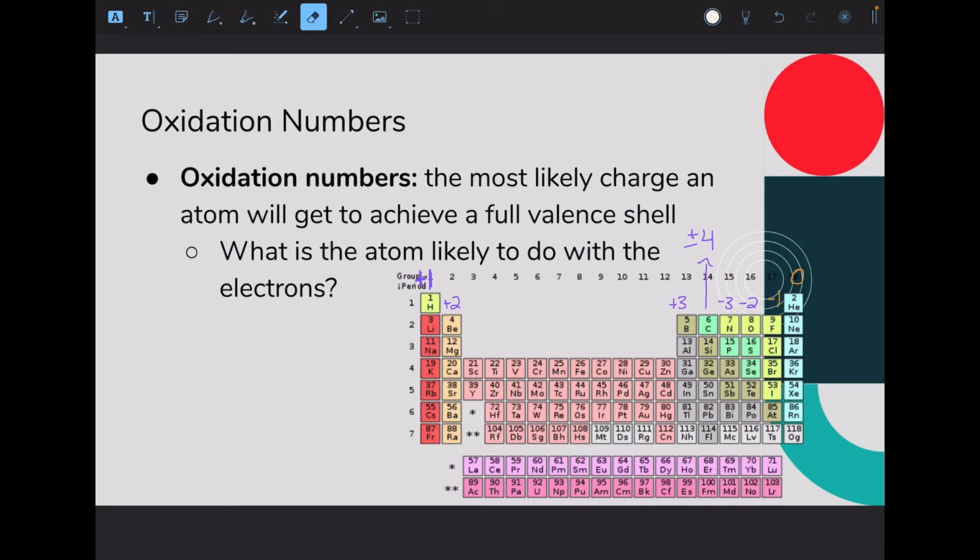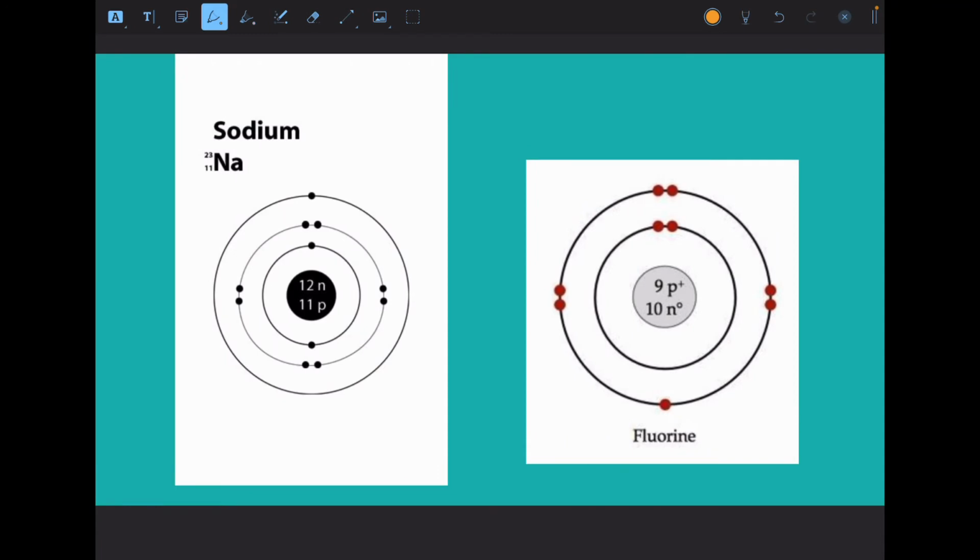Now, this is the quick way to tell what you're going to do with your valence electrons, but what the heck does that mean? So let me show you over here with my sodium and my fluorine. Sodium, if you look on the periodic table, has an oxidation number of +1. Well, what does that mean? So here we go, let's look at this. We have a sodium here. He's got 2 electrons in this shell, and then 8 electrons in this shell, so that one's full. But then the very outer shell, the valence shell, has just 1 electron.